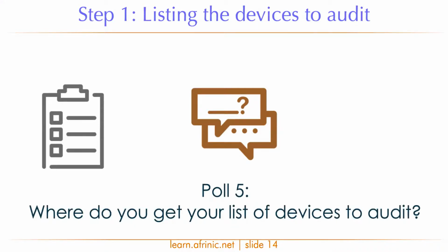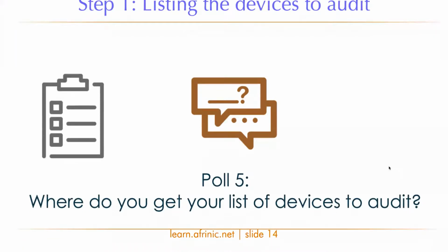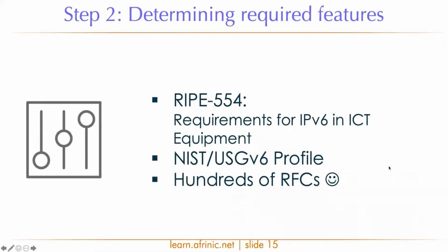And then determine the required features. Now, step 2. You need to determine the required features for each of these devices. And this is what you said in the poll is going to be your biggest challenge. Everything in IPv6, in fact, most of the protocols on the internet, are defined in RFCs, requests for comments. There are literally thousands of them. There are more than 5,000 RFCs. For IPv6, there are probably 500 or so of them.